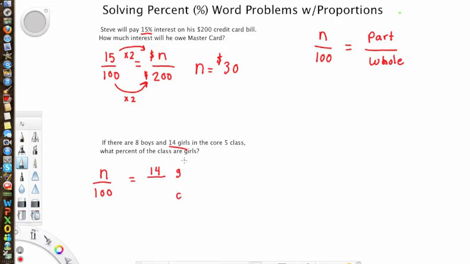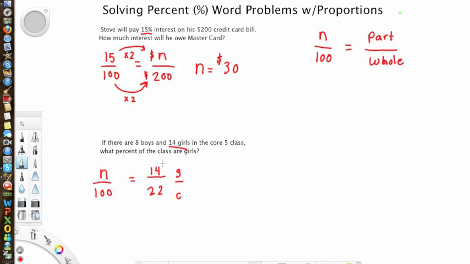Well, the class is made up of boys and girls, and we have 8 boys and 14 girls. So 8 and 14 is 22. So there we have our proportion: what percent, n percent, is equal to 14 over 22? Well, let's try ratio reasoning. Nothing's happening. I don't see anything when I go from 100 to 22 or 22 to 100. That doesn't seem to be working for me.